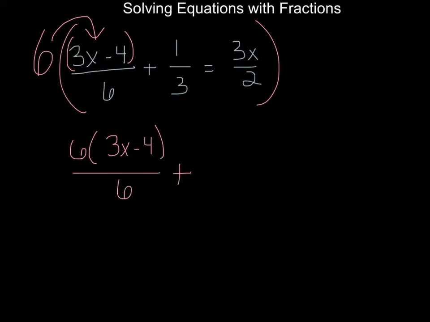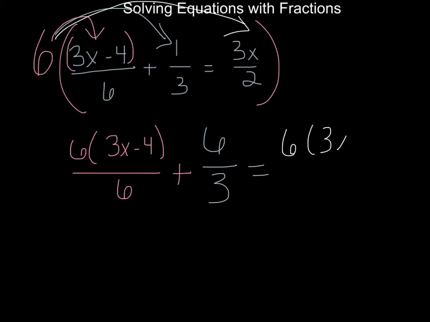Plus, bring this over and do 6 times 1, which is 6, over 3. And all of that will equal 6 times this third term, 6 times 3x over 2. Now, some people might write this as 18x over 2. Doesn't matter. We all simplify at different points along the way.